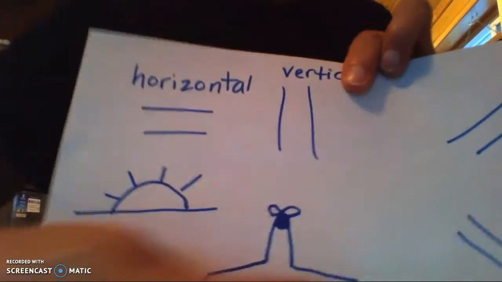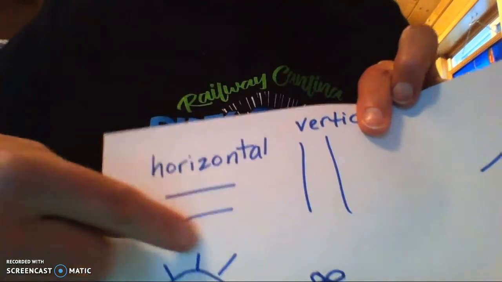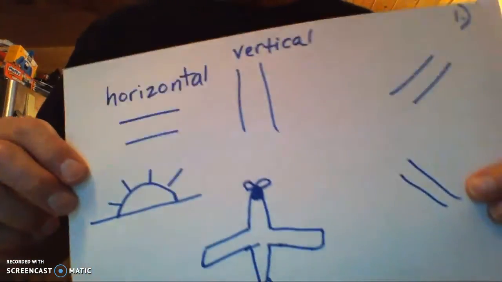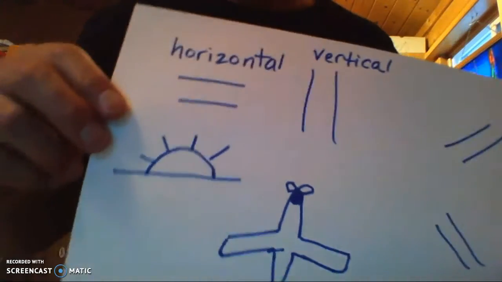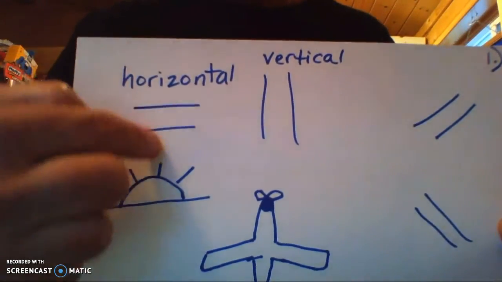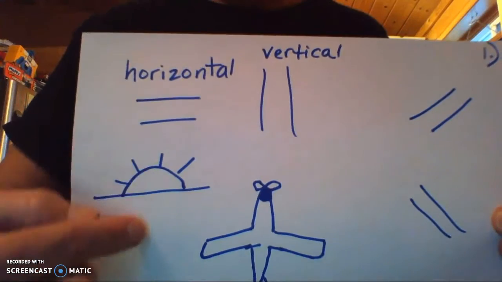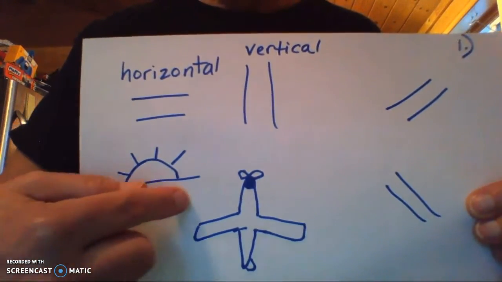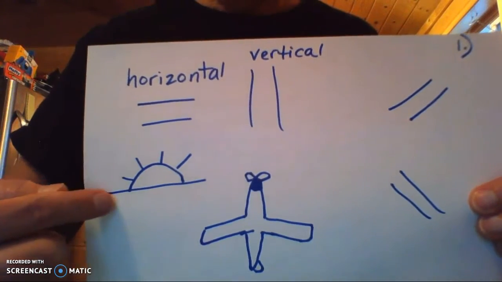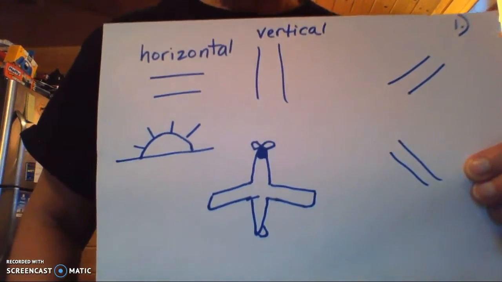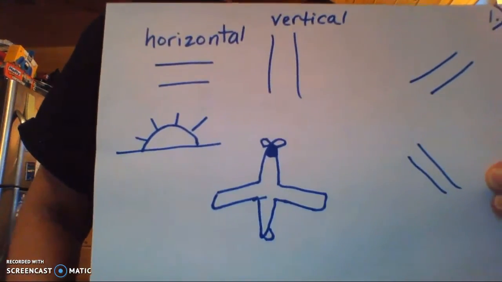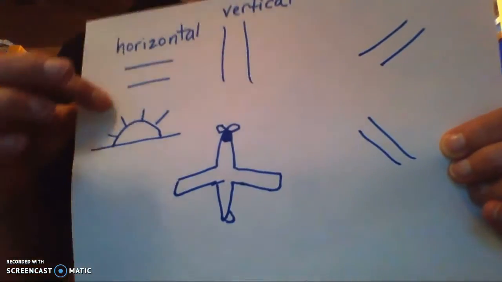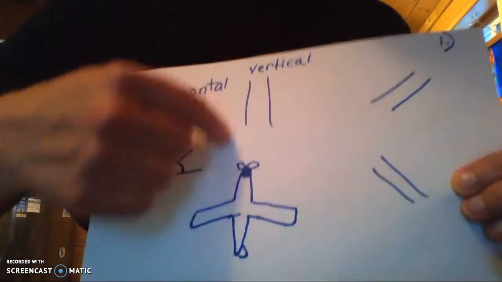So horizontal lines, if you notice, they're going straight across from left to right. And one way to remember it, I'm having trouble with this, is if you know the sun sets on the horizon, then this line going here, that's horizontal, like a horizon. And then vertical, if you're in a jet fighter and you go vertical, you go straight up in the air. So vertical lines are straight up and down.